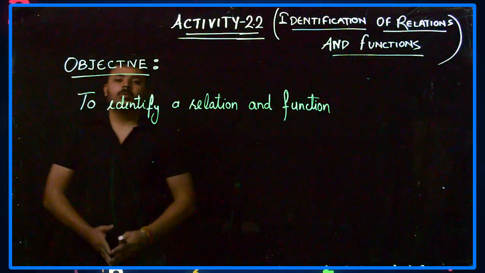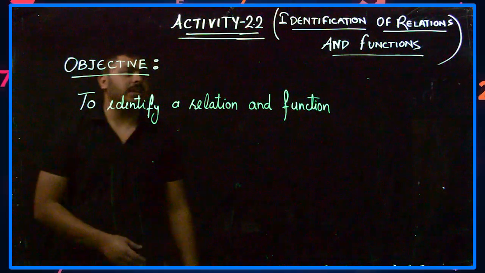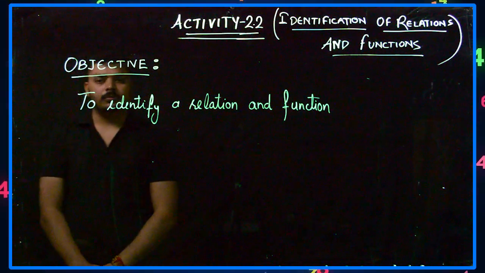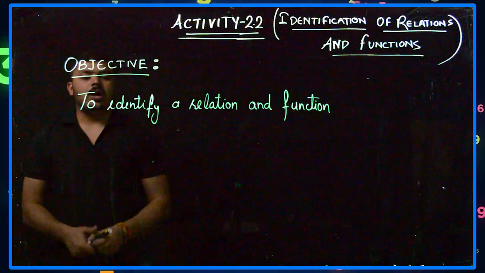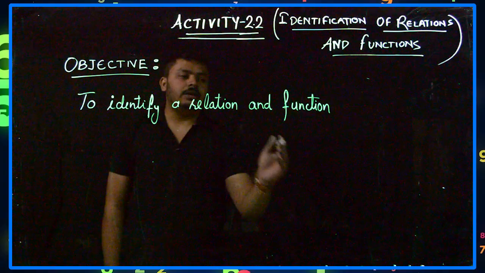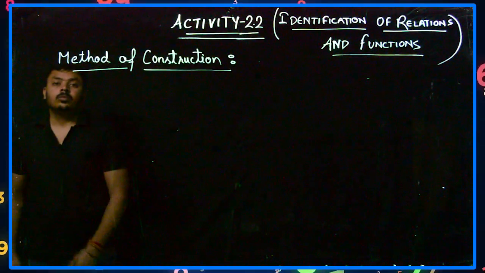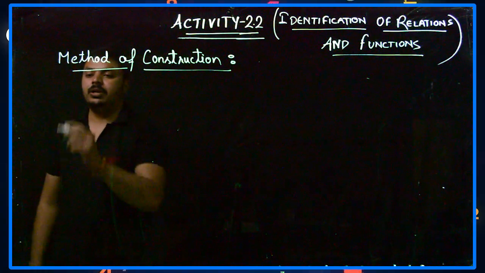So students, now let's start activity 2.2, identification of relations and functions. So our objective for this activity is to identify a relation and a function. So students, now let's see the method of construction for the given activity.